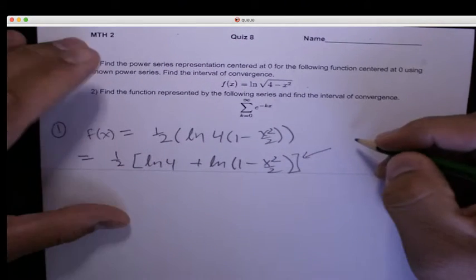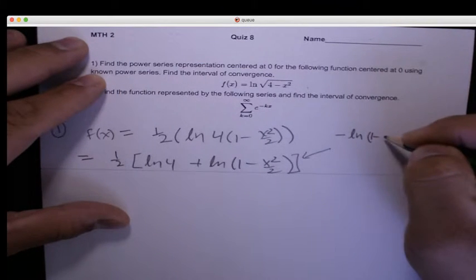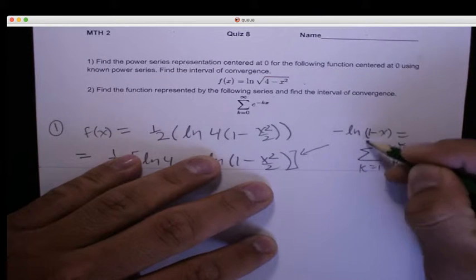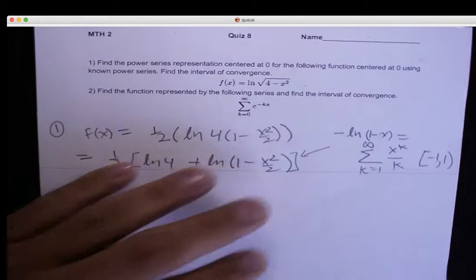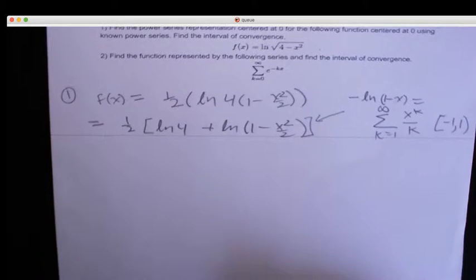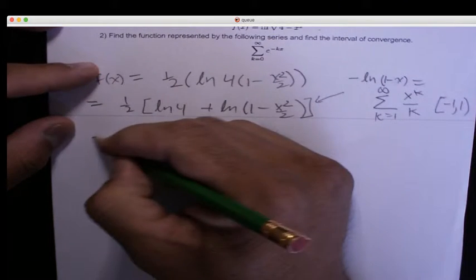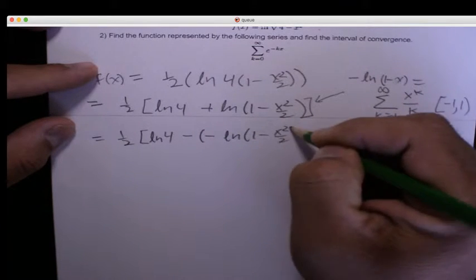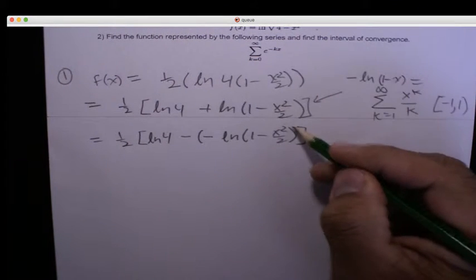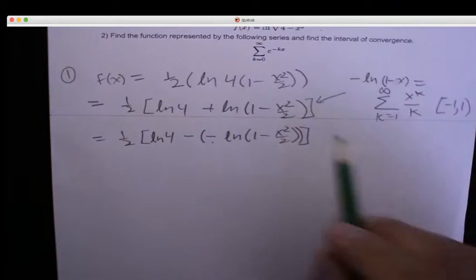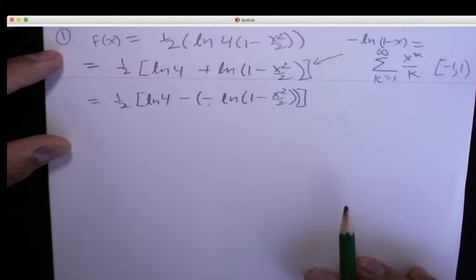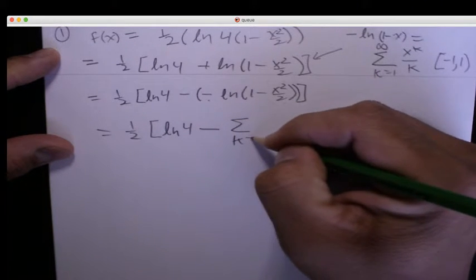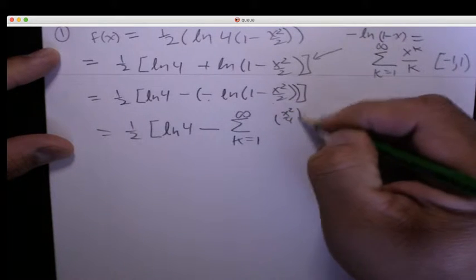This one right here, I am going to keep in mind this power series: the natural log of 1 minus x equals negative the sum of x to the k over k, for k going from 1 to infinity, and that converges from -1 to 1. Okay? Alright, so then doing that, I can rewrite this x squared over 2. I'll just rewrite it so that I can use this power series representation, where x in our case is going to be x squared over 2. All right, so minus the sum of x squared over 4, to the k.